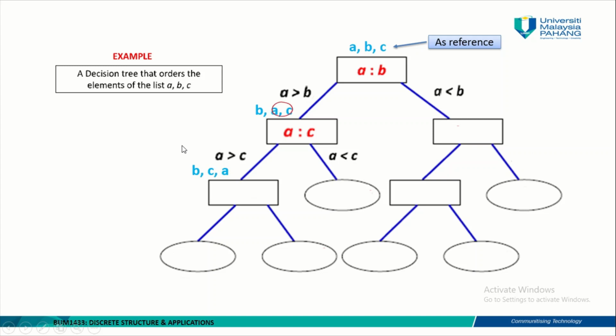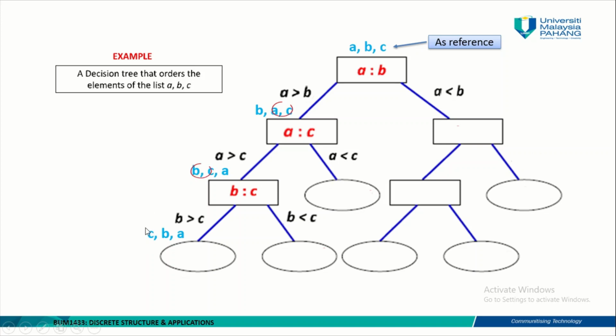The next possible comparison for us is B and C. For the elements B and C, we need to consider whether B is greater than C or B is less than C. If B is greater than C, we get C, B, A.